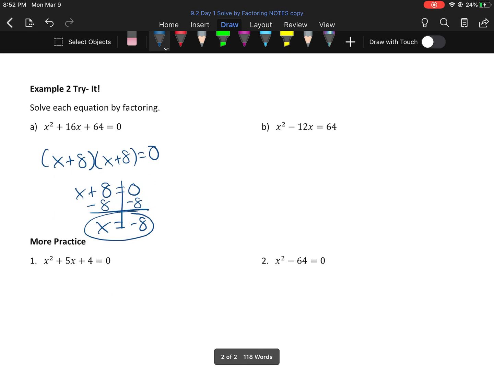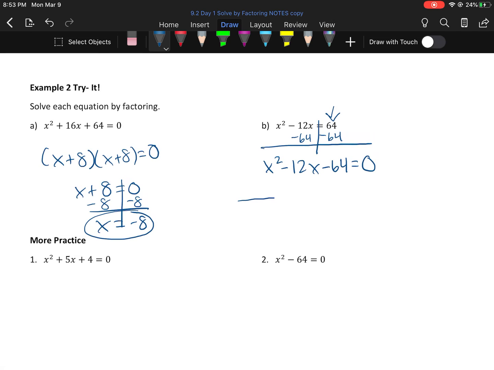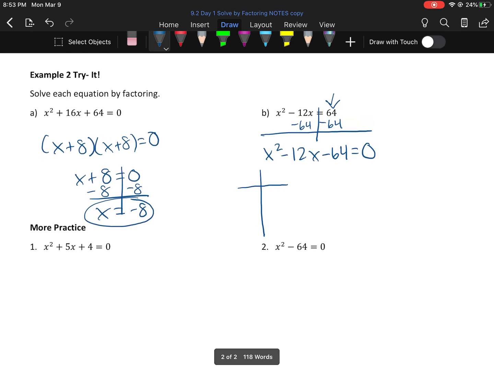Now I want to look at one other example. I want to take a look at B. Notice B, we're not equal to 0 right now. I can't factor this unless it is equal to 0, so I need to move that 64 over to the other side. So to do that, I'm going to subtract 64 here and subtract 64 on this side. So my new equation looks like x squared minus 12x minus 64 is equal to 0. Now that it's set equal to 0, I can go through and I can factor.